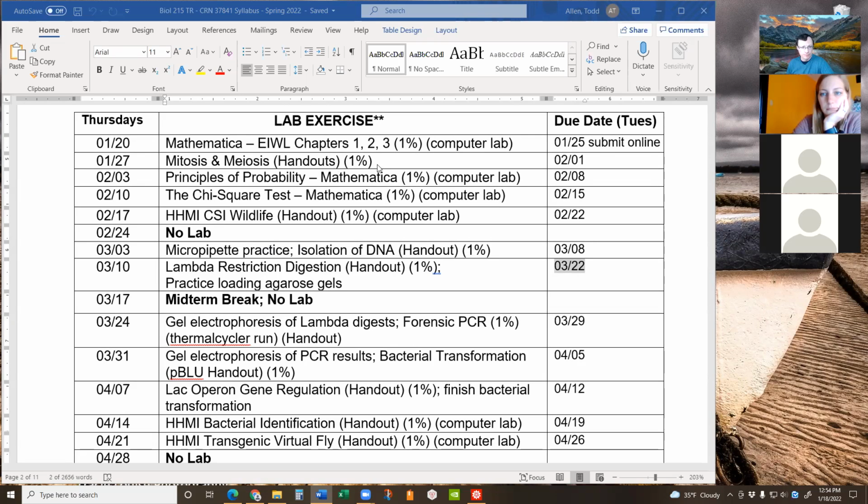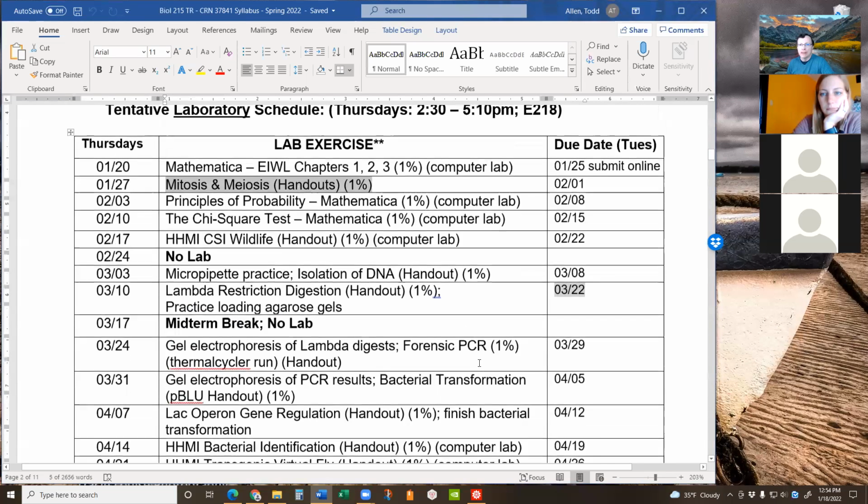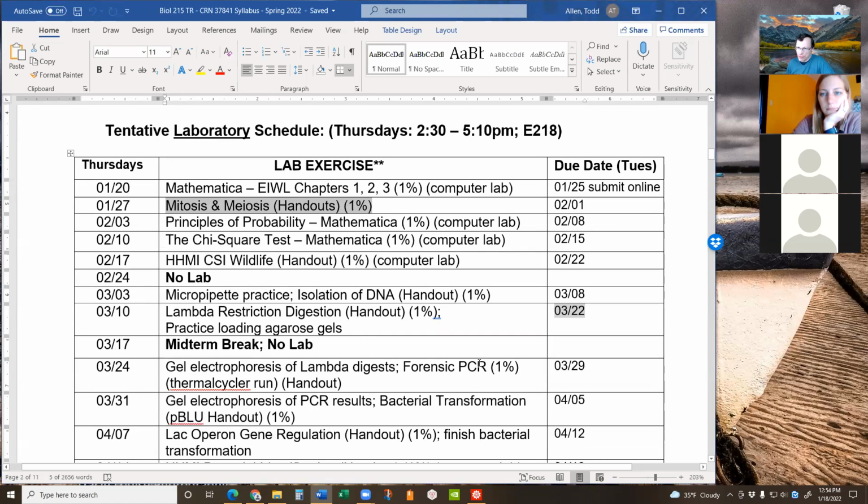For example, this second lab on mitosis and meiosis, I was planning on doing a hands-on activity with you. I can't do it now. I'm not allowed on campus. We're not allowed on campus. So I'm going to have to substitute something, and I'll let you know what I'm substituting, okay? All right. But this is roughly what we'll be doing and roughly how we'll do it. But please stay flexible in terms of changes that might have to happen.